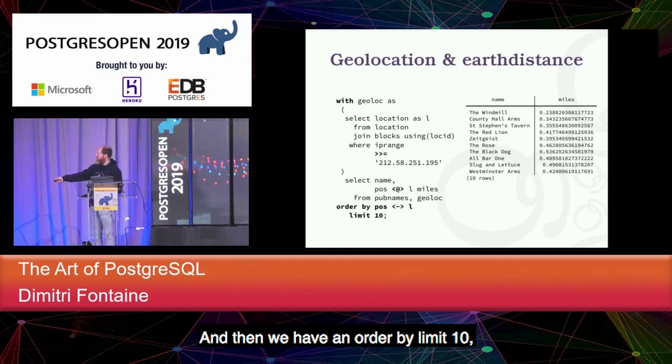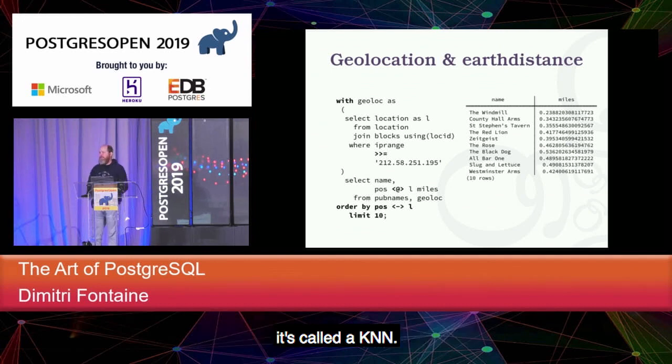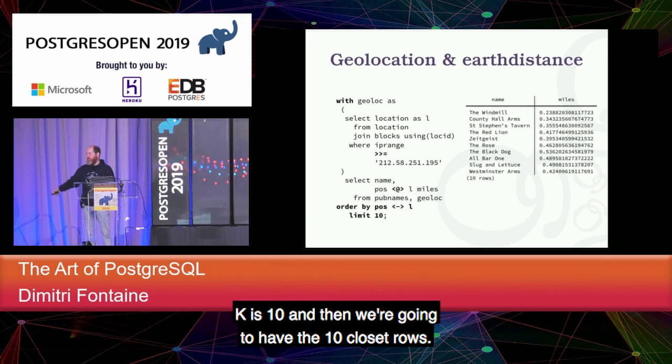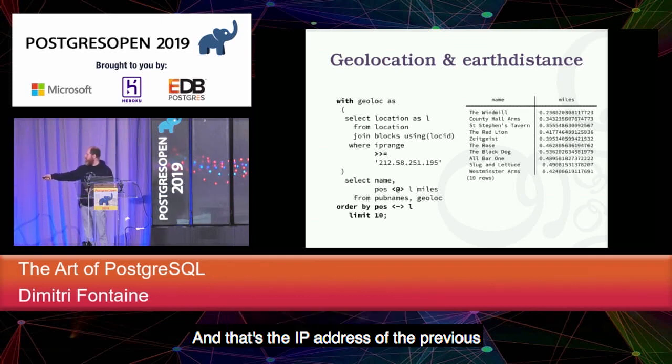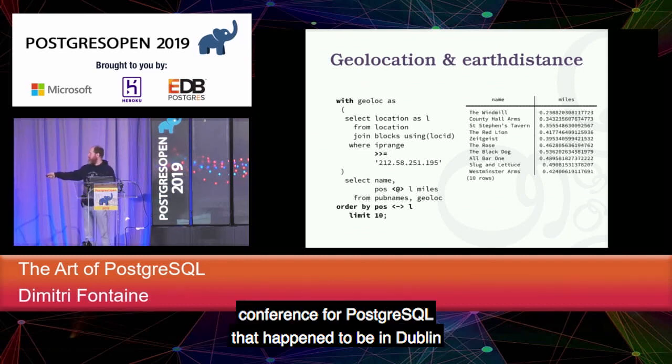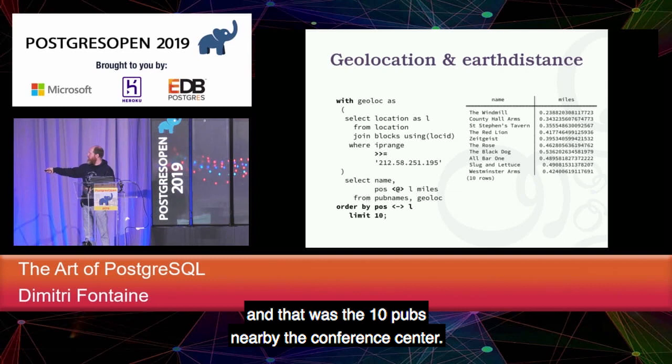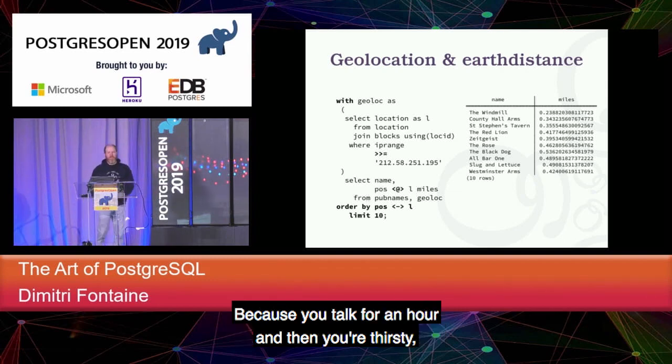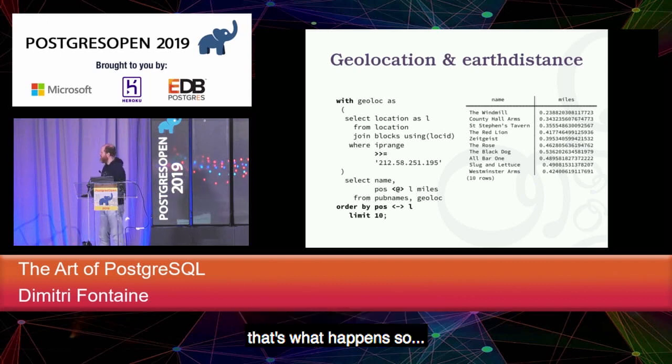And then we have an order by, limit 10. It's called the KNN. K here is 10, okay? And then we're going to have the 10 closest rows. And that's the IP address of a previous conference for PostgreSQL that happened to be in Dublin. And that was the 10 pubs nearby the conference center. Because you talk for an hour and then you're thirsty, that's what happens.